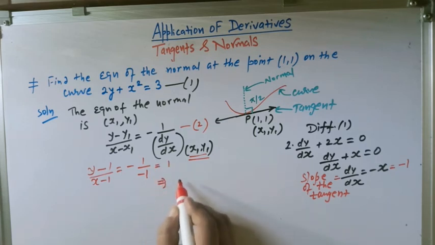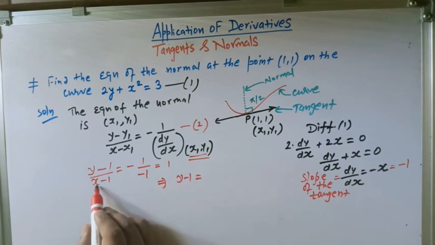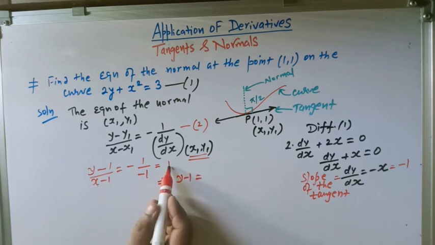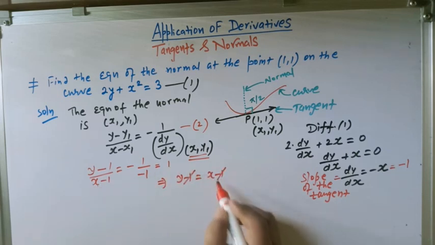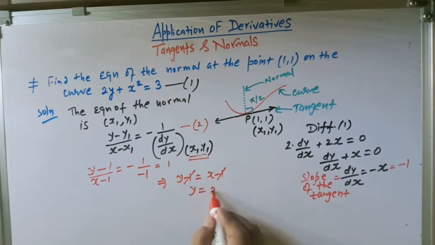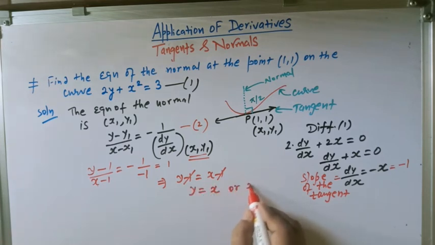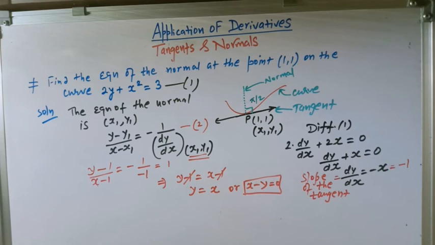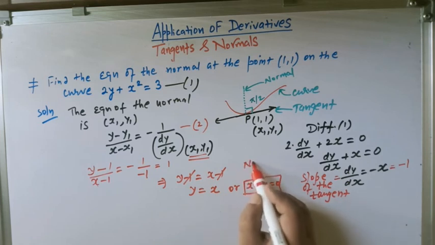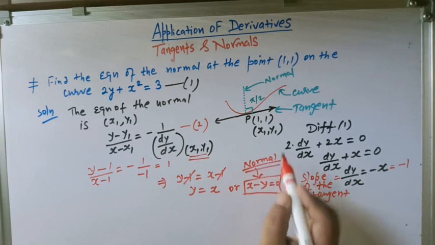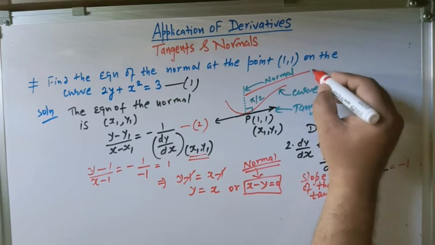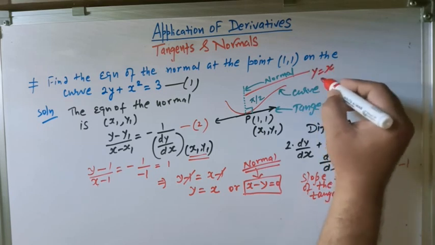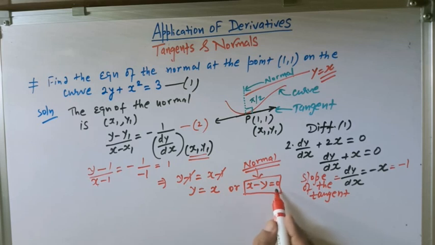So this implies that y minus 1 is equal to x minus 1 multiplied by 1. Minus 1 and minus 1 get cancelled, so we have y is equal to x, or x minus y is equal to 0. Clear? So this is the equation of the normal. So the equation of this line is y is equal to x, or x minus y is equal to 0. Clear?